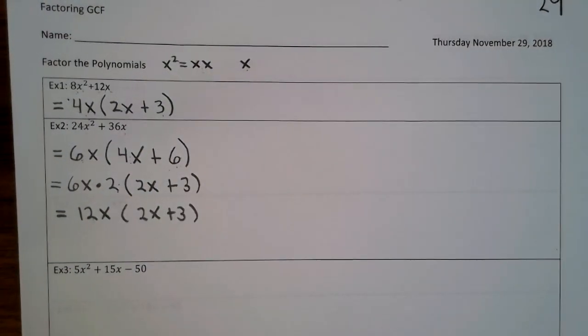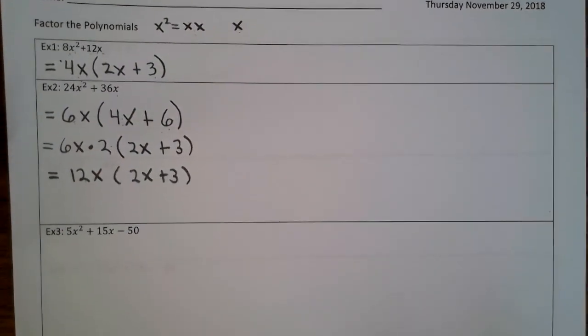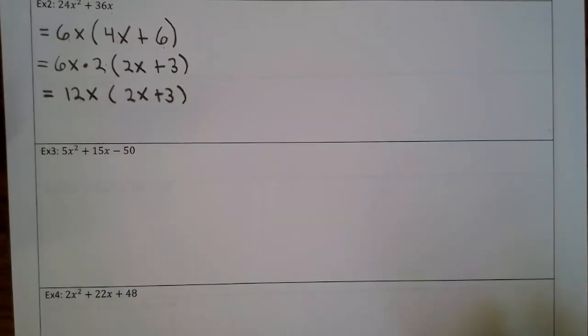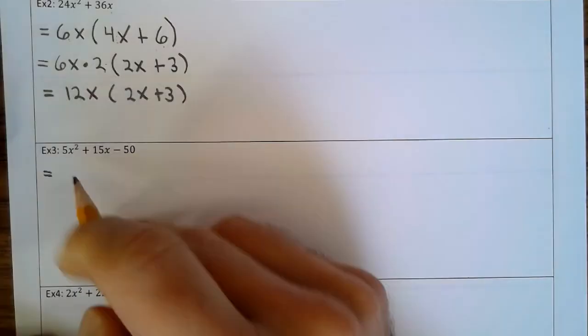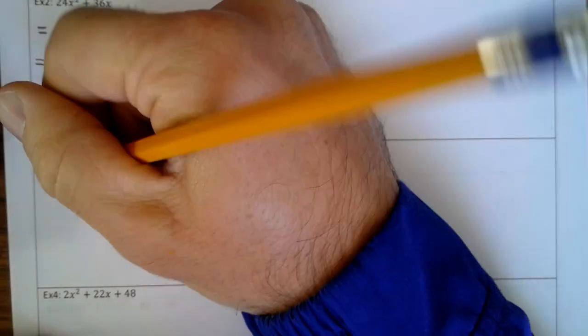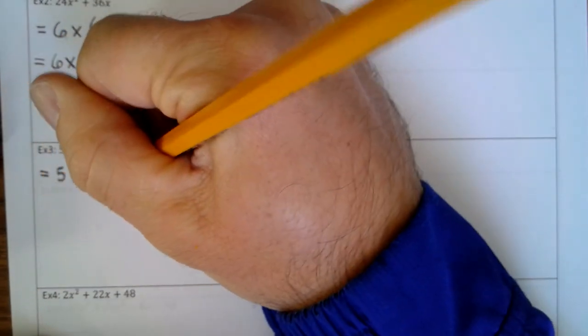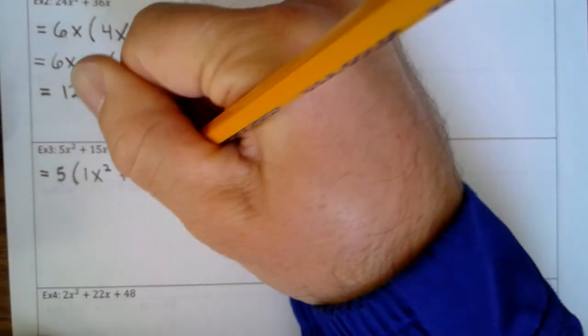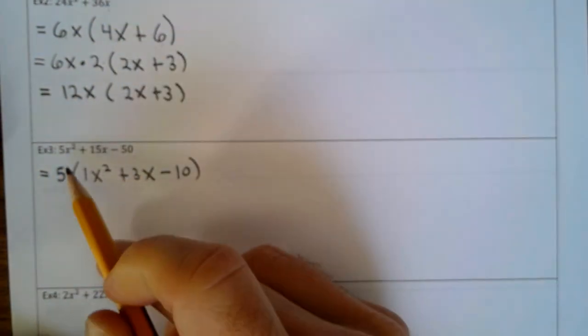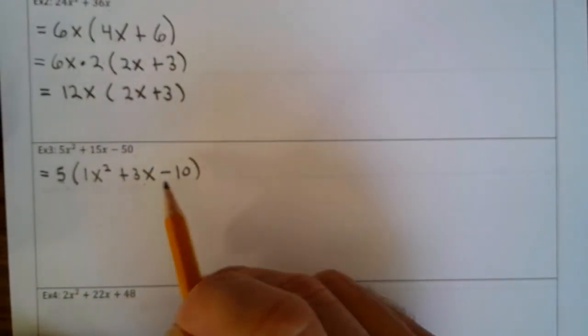All right. Now let's take a look at example 3. Now it looks like here the greatest common factor is 5. That's pretty straightforward. So we factor out a 5, which leaves 1x squared plus 3x minus 10. And the way you get that is 5 divided by 5 is 1, 15 divided by 5 is 3, negative 50 divided by 5 is negative 10.